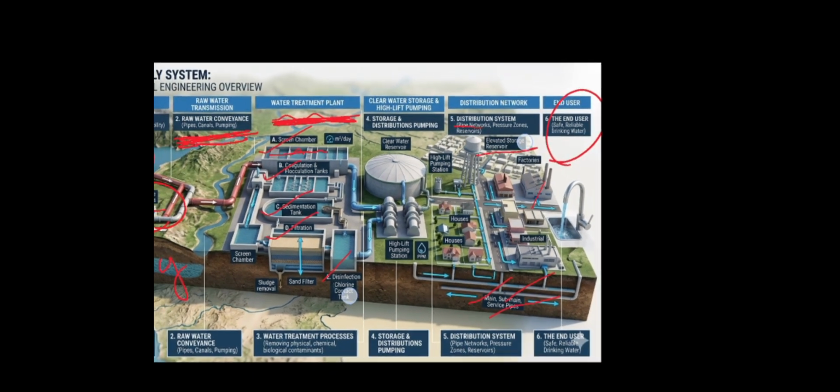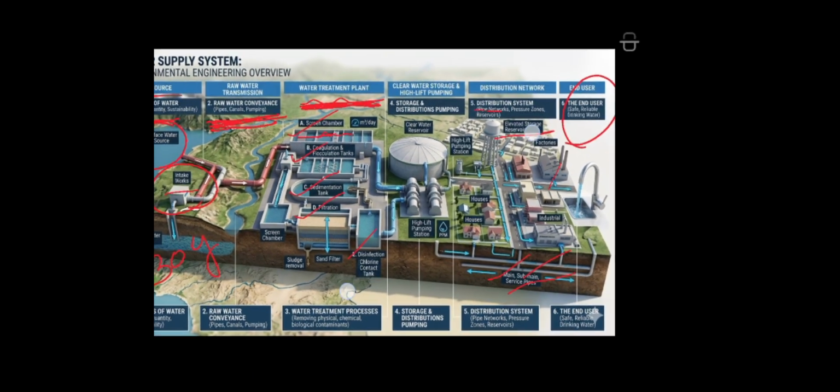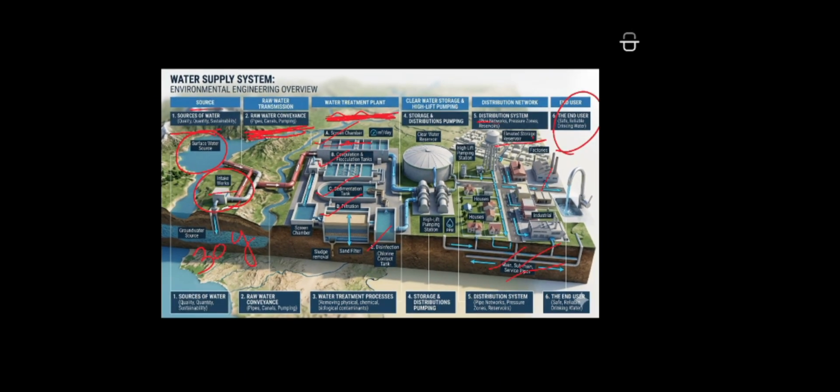This is all about the water supply system, that is, the environmental engineering overview. From intake to the treatment plant, through the service reservoir and into the distribution grid, that's how a water supply system works. It is a massive cycle of engineering that keeps cities alive. Okay, this is all about the overall overview of environmental engineering.